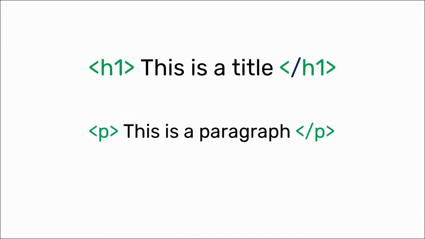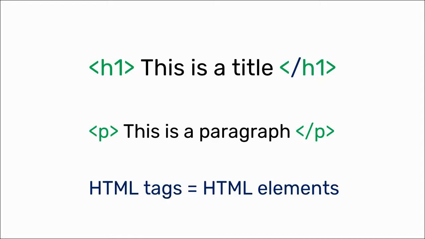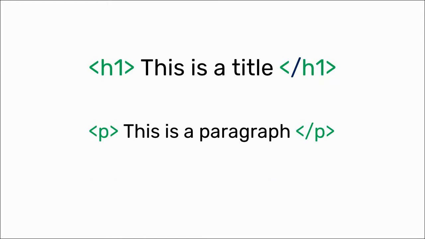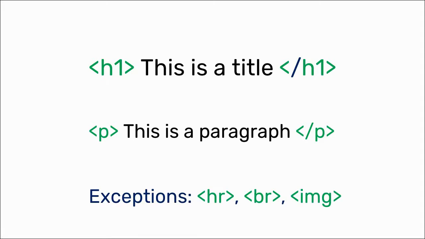Another example is this paragraph, which is indicated by the p tags. You can see the p tag opening at the start and the closing p tag at the end. Most HTML tags, or also called HTML elements, have an opening and closing tag. There are, however, exceptions such as an HR, BR, or even the image tag, but we'll discuss these ones in later videos as well.